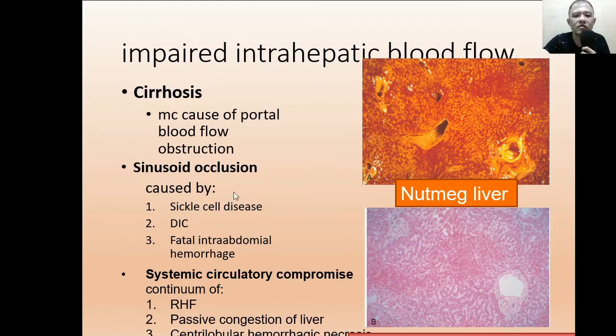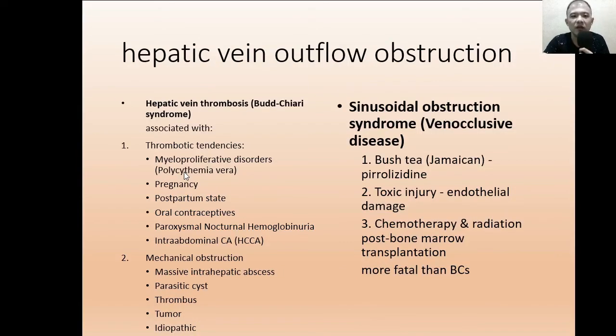and you also have obstruction secondary to sickle cell disease, DIC, and fatal intra-abdominal hemorrhage. For the outflow obstruction, you can have a thrombus in the hepatic vein, or also an obstruction in the sinusoids. So hepatic vein and the sinusoids.